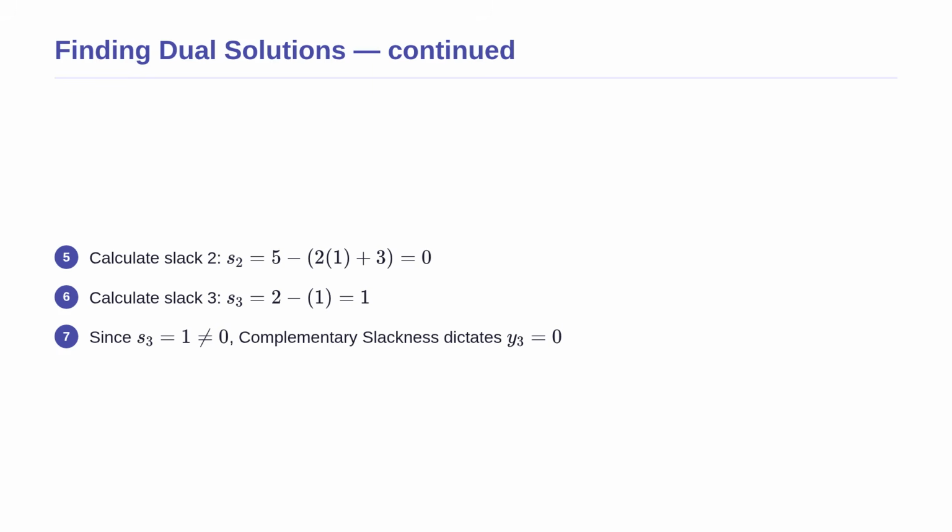Continuing our calculations, we plug the optimal production quantities into the second resource equation. We find that its slack is also exactly zero, meaning the second resource is completely exhausted. However, for the third constraint, our calculation shows we have 1 full unit of resource left over at the end of production. Because this third resource is not fully utilized, the strict rules of the complementary slackness theorem dictate that its marginal value must be exactly zero. Therefore, we immediately know that y3 equals 0.